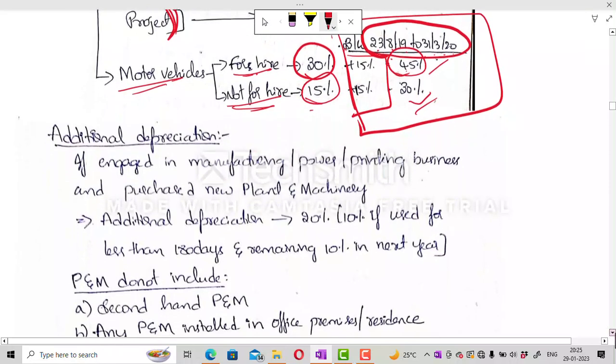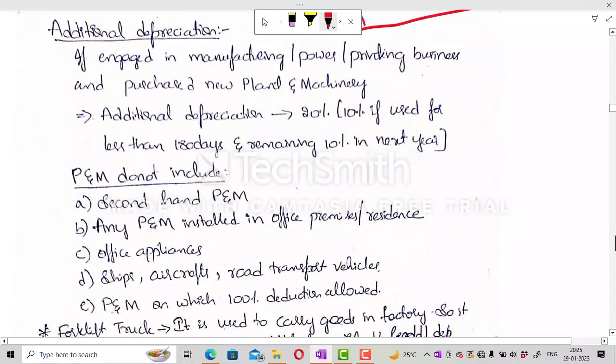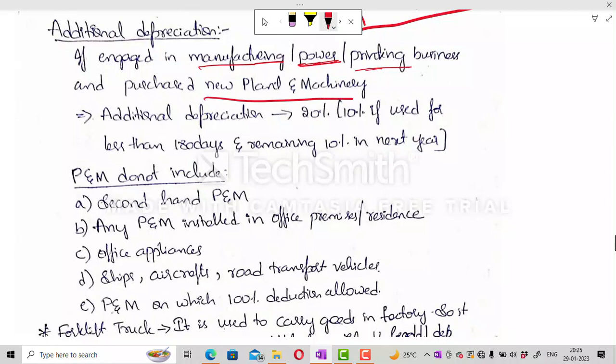So this is all about depreciation, and we will have additional depreciation. So what is additional depreciation? In case any assessee is engaged in manufacturing of any goods, generation of power, distribution of electricity, or printing business also, and purchases new machinery, plant and machinery should be new, then they can take additional depreciation, means they can book extra expense.